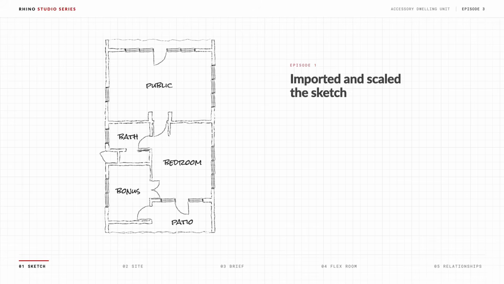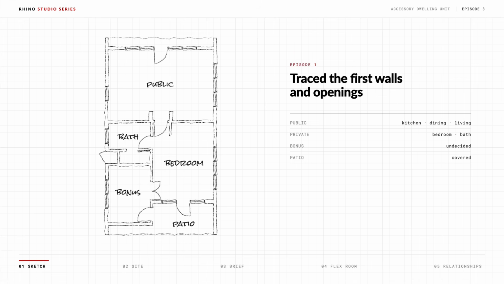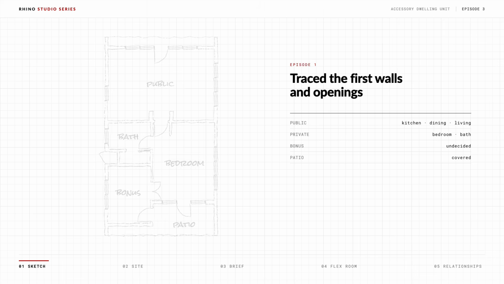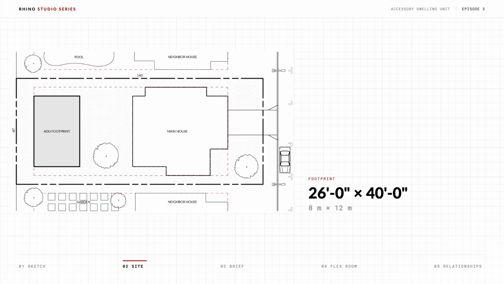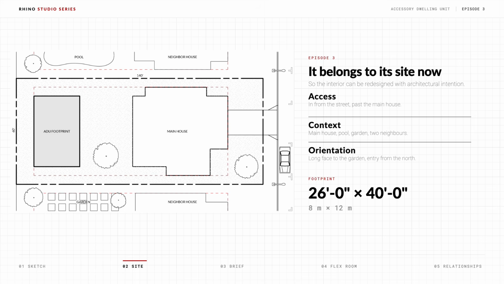In episode 1, we imported and scaled our sketch. Then, traced a preliminary set of walls and openings. That first pass translated the idea into Rhino, but it was still a sketch of the layout. In episode 2, we placed our approximately 26 by 40 foot or 8 by 12 meter footprint on the site and tested it against axis, context, and orientation. Now that the building belongs to its site, we can redesign the interior with more architectural intention.